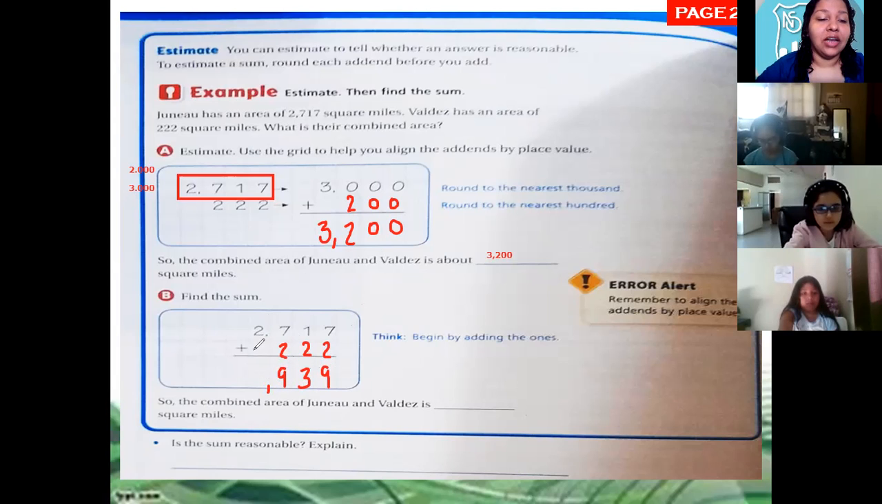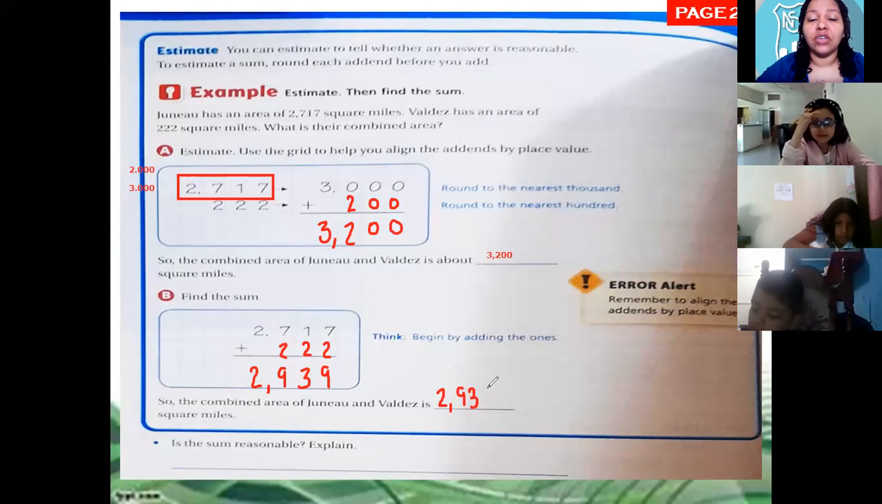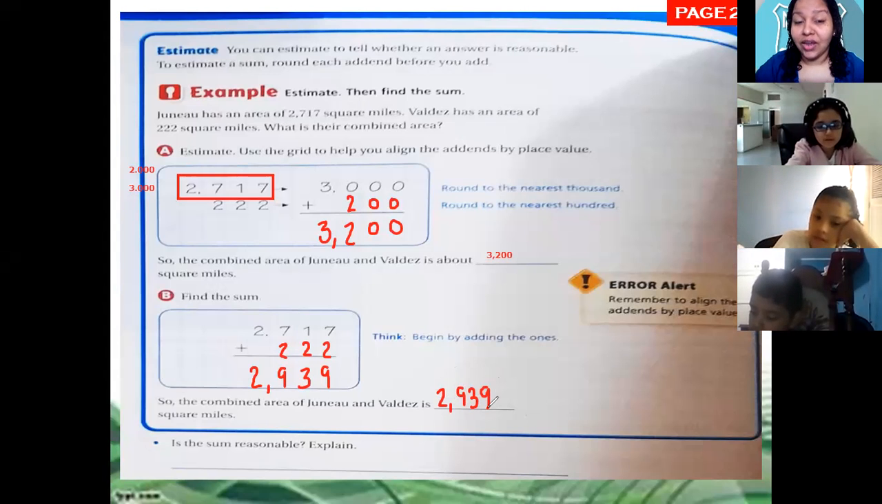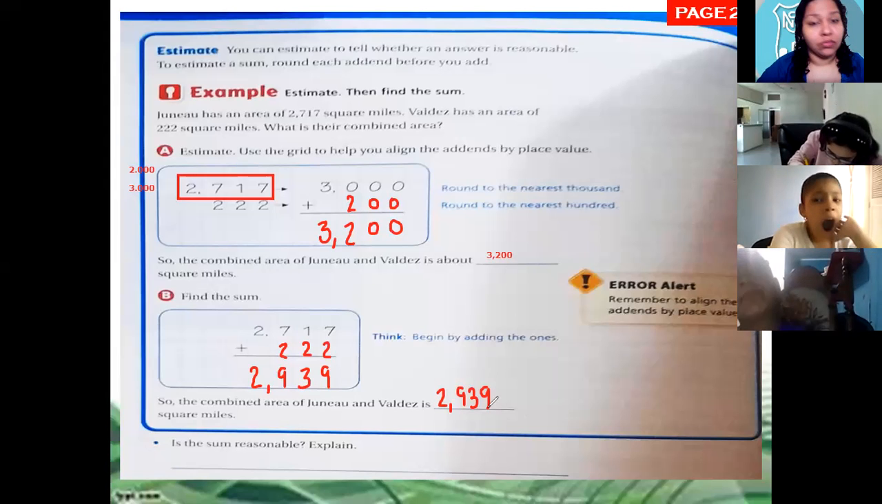Okay. And 2, just write 2. So if you see over there, the combined area of Eugenio and Valdez is 2,939. So this is close to 2,000 or 3,000. Yes, I think 3,000. It's closest to 3,000, right? Over there, we are going to be learning about rounding. We are going to keep making some exercises to learn how to round.